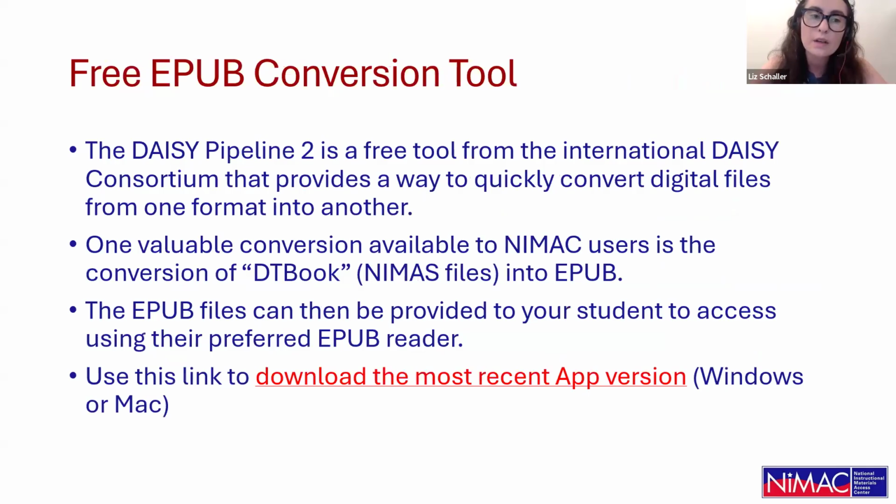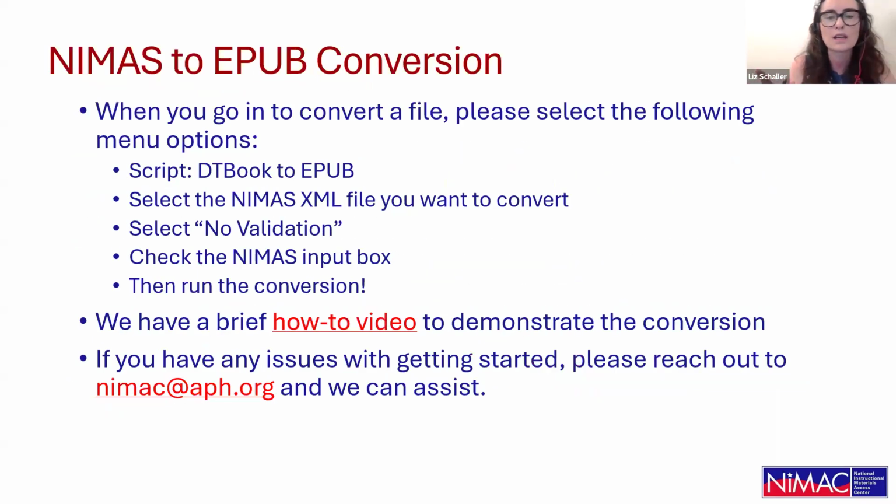I also wanted to highlight that there is a free EPUB conversion tool to convert NIMAS to EPUB. It's called the DAISY Pipeline 2, and it was produced by the DAISY Consortium, and it's a really quick and easy way to convert NIMAS files to accessible EPUB. We have a download link that Alexa just put in the chat, and we also put together a how-to video on how to get started, because I think the interface itself might be a little bit intimidating when you first get in, but it's actually really simple and straightforward.